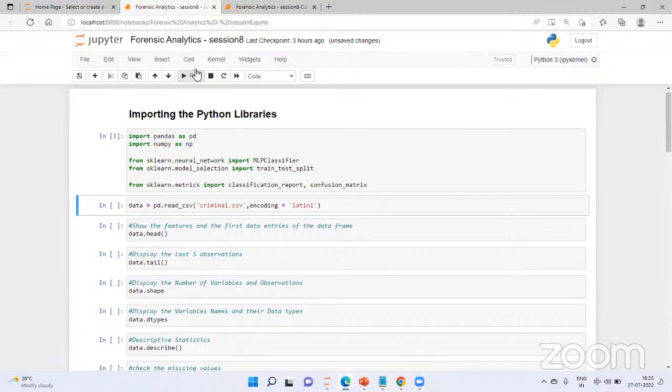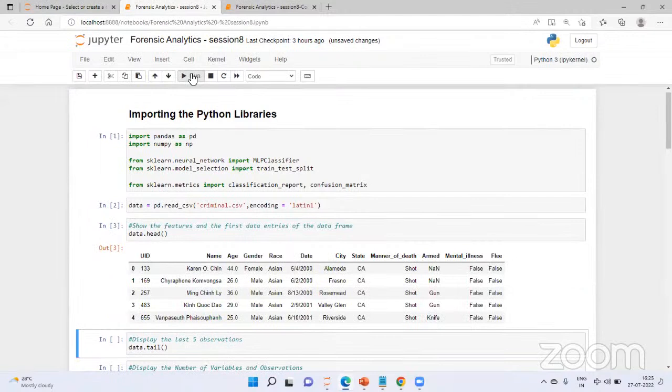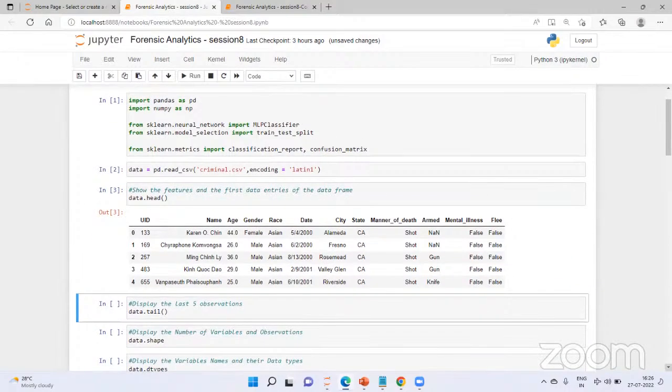Next, we need to load the data set. To load the data set, I use pd.read_csv with the criminal CSV. If you want to see the first 5 rows, you can see the UID, name, age, gender, race, state, city, manner of death, etc. We are going to predict based on what happened in the historical data.